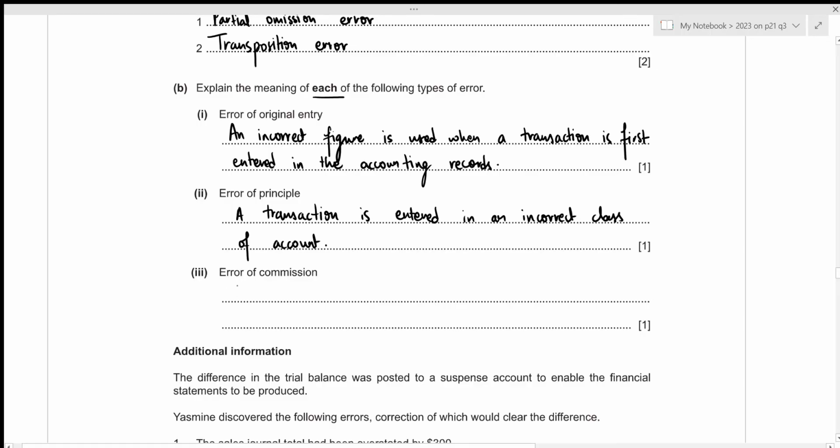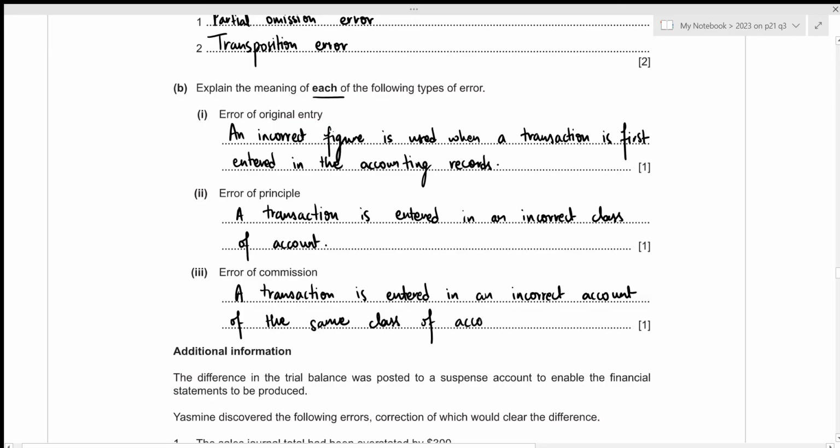Let's write it down. A transaction is entered in an incorrect account of the same class of account. Okay, that's all for the second part.